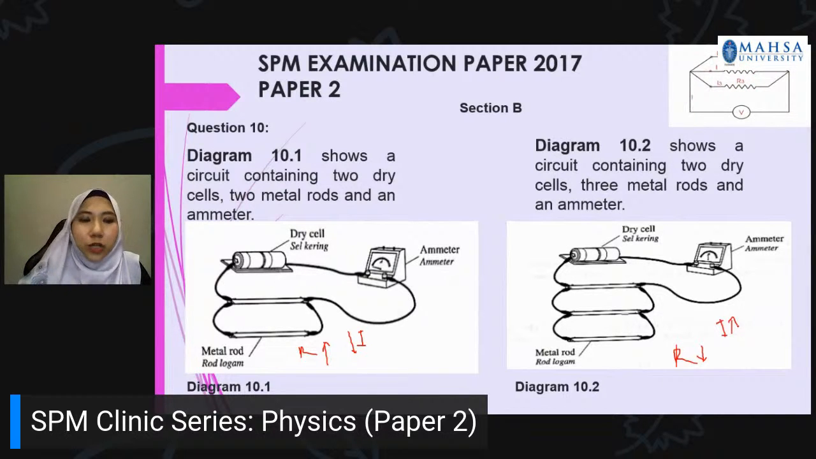Next, an important part you need to consider is the connection of your components in your circuit. If you realize, for diagrams 10.1 and 10.2, the connection of the metal rods is the same, which is a parallel connection. In diagram 10.1 the metal rods are connected in parallel, and the metal rods in 10.2 are also connected in parallel. Okay, so next, let's go to the question.